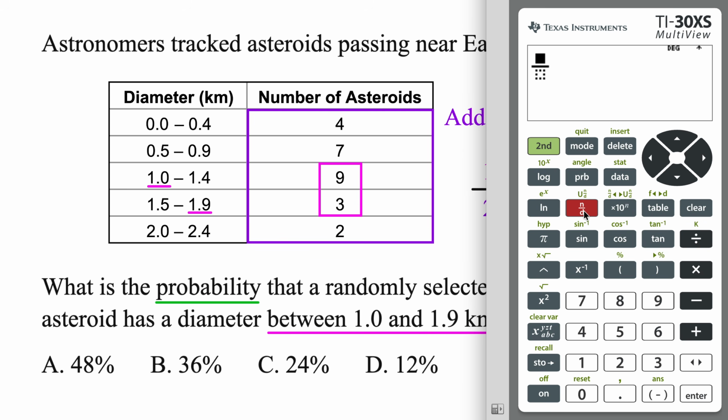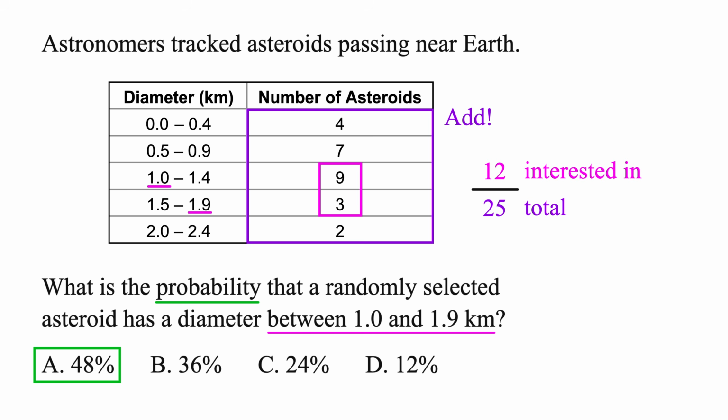We'll use that fraction button again, this time 12 that we're interested in, out of 25 total. Enter, button above enter, and we get 0.48, same thing as 48%. Therefore A, that's our correct probability here.